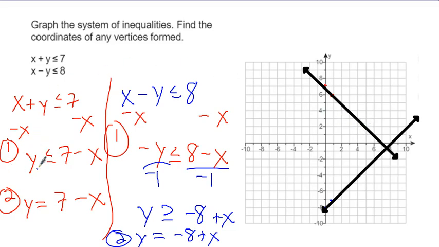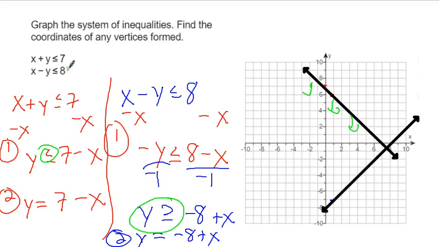So going back to our inequalities here, we want to shade below the first line, right? Because we have y is less than, so below the first line, which was this line right here. So below this line, but above the second line.